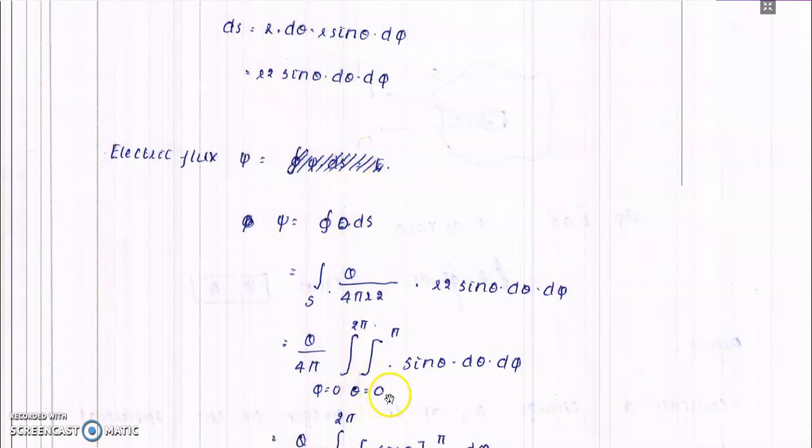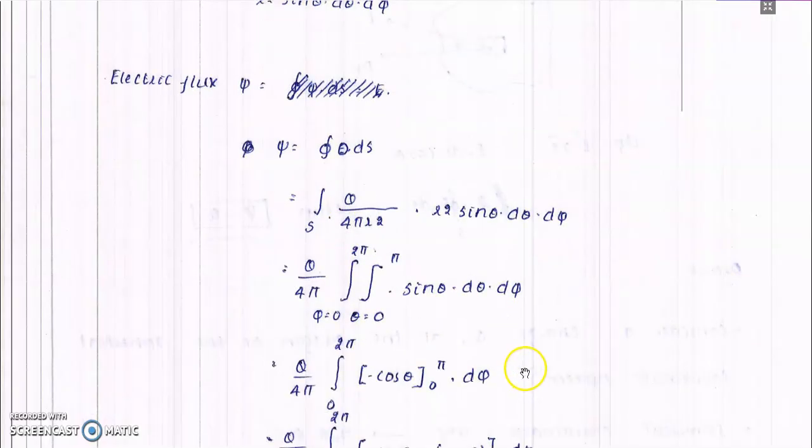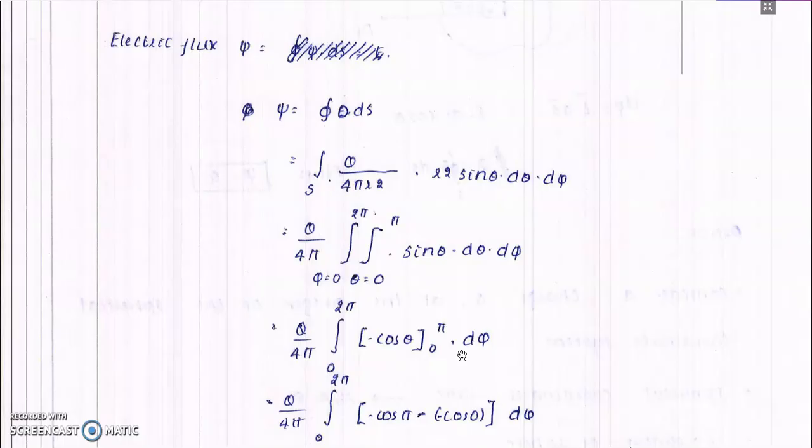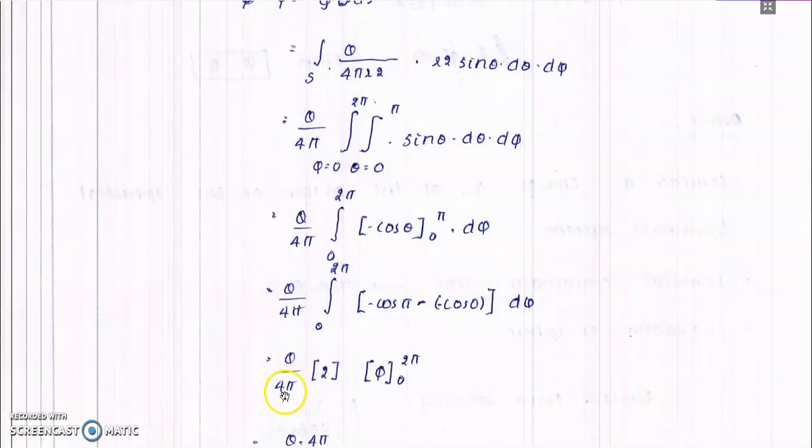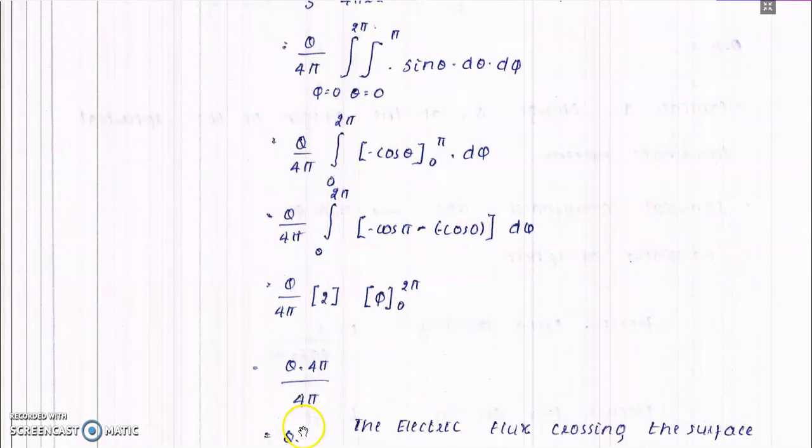For theta, the integral limits are 0 to pi. For phi, the limits are 0 to 2 pi. The constant value is taken out, that is Q divided by 4 pi. R square is cancelled, leaving sin theta d theta d phi. We integrate and substitute the limits from upper to lower. The final answer is Q divided by 4 pi into 2, and with the upper limit 2 pi, it becomes 4 pi over 4 pi. So finally the answer becomes psi is equal to Q.